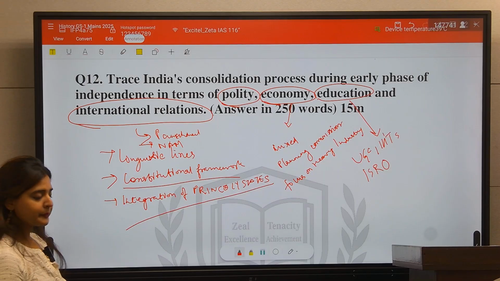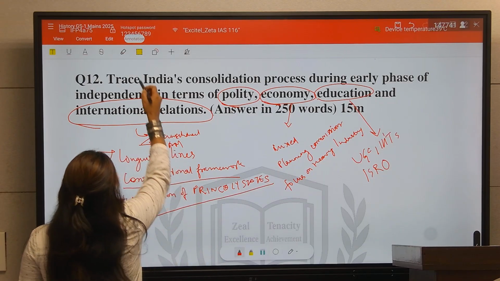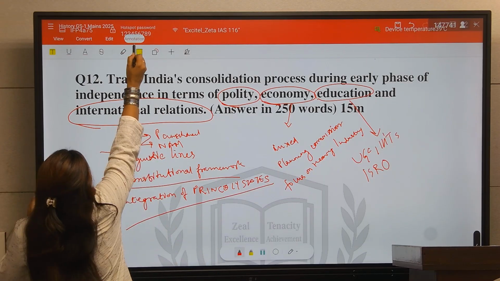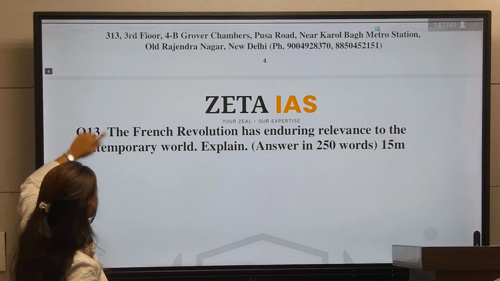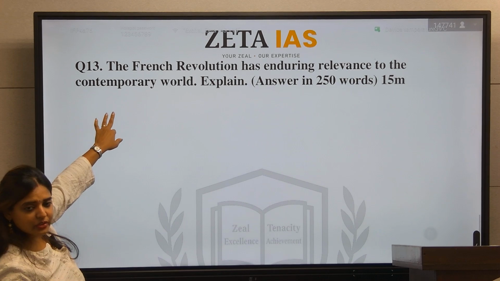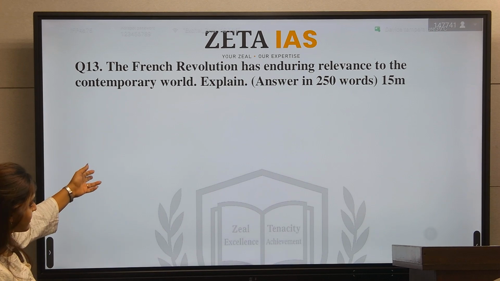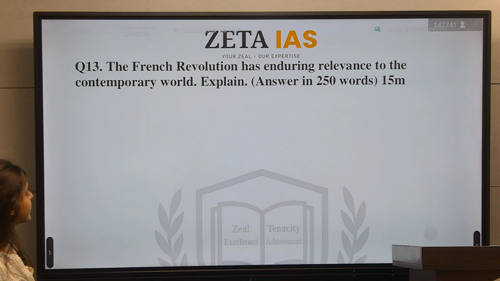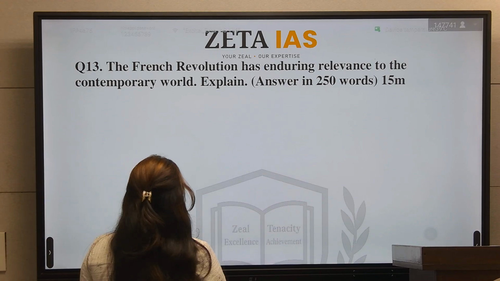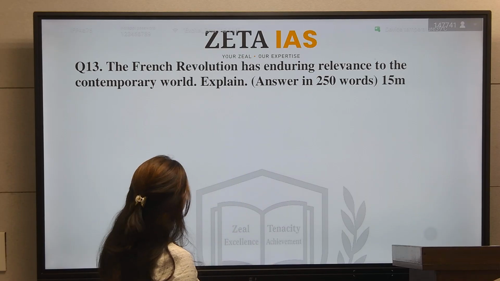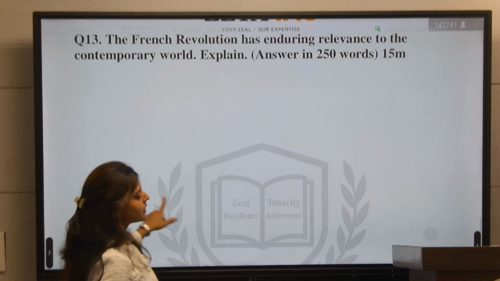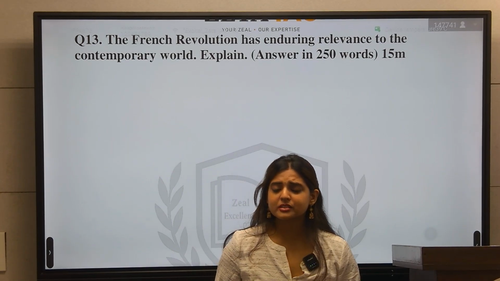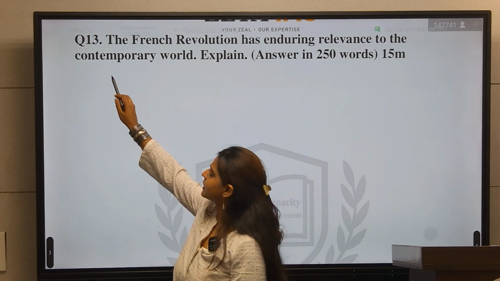Okay. Now let's move to the next question. This question is from world history, and it's an easy question since we have all studied about the French Revolution a lot of times. The French Revolution has enduring relevance to the contemporary world. What it means is that the principles of the French Revolution, how are they so relevant today also in this contemporary world?